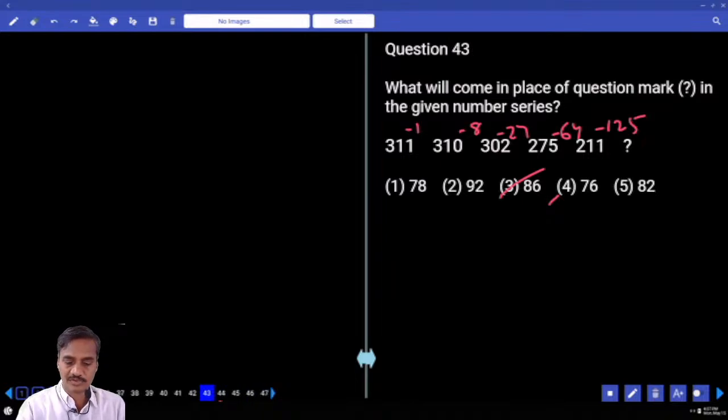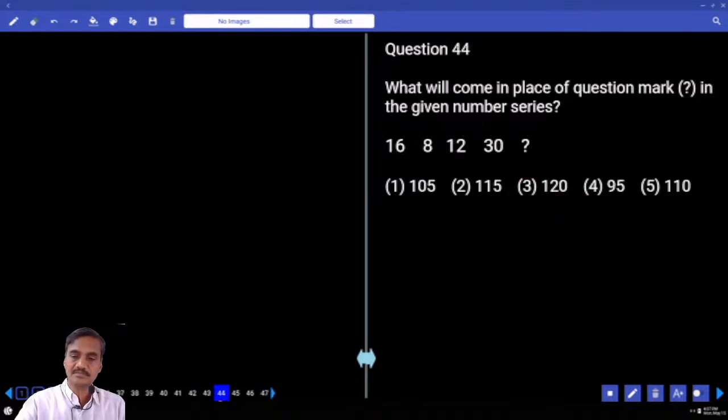Then 44. 16 and 8 can be written as 16 into 0.5, 8 into 1.5. Now this is 2.5, next one 3.5. 30 into 3 is 90, and plus 0.5. That is how much? 1. Choice 1, question number 44.